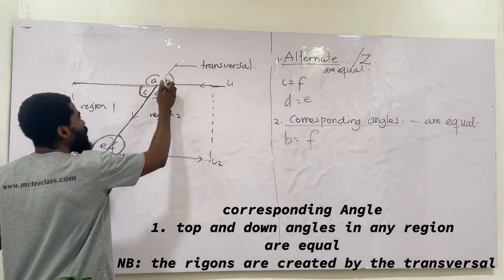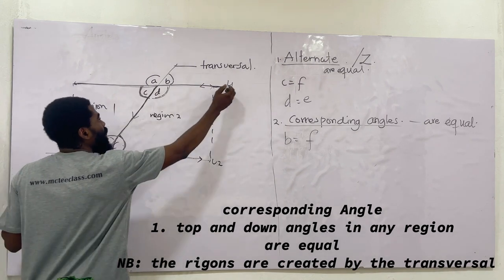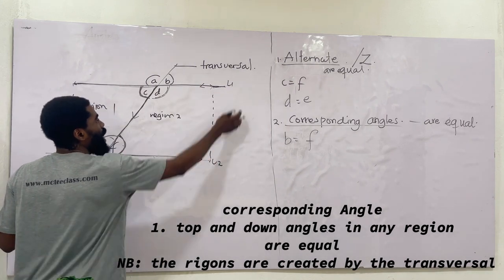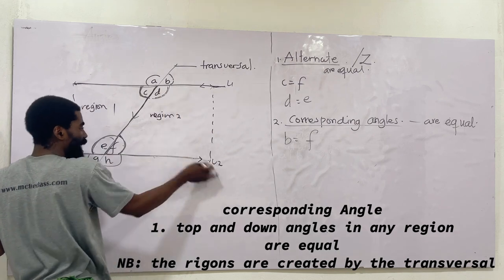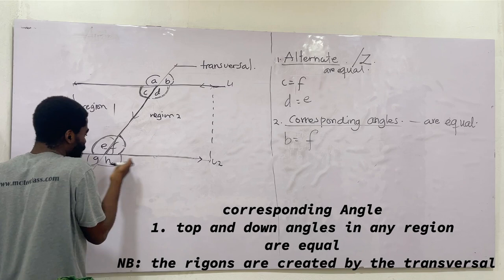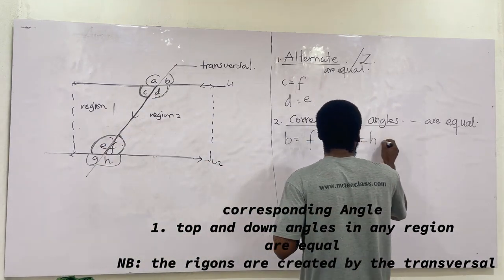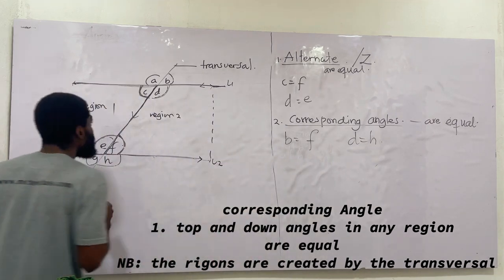So once again, I said we have what? We have line. We have region 1. We have line 1 and what? And line 2. At line 1, the angle on top is B. At line 2, the angle here is that. At line 1, the angle down there is what? D. At line 2, the angle down there is H. So we have what? We have D is also equal to what? H.